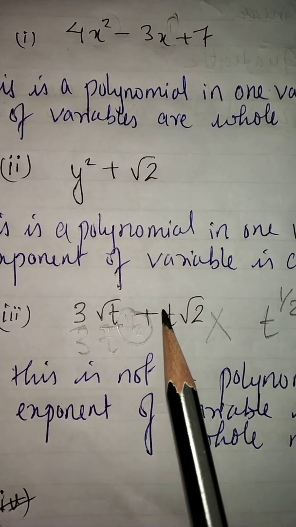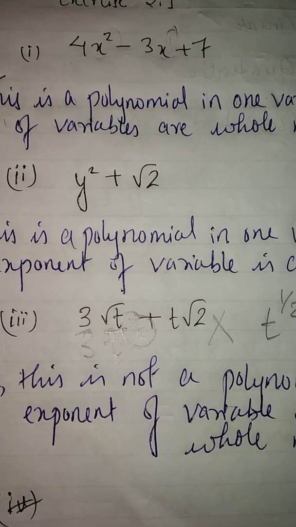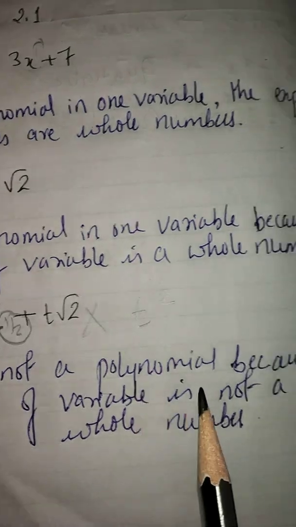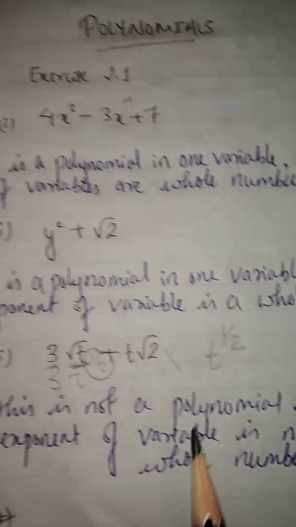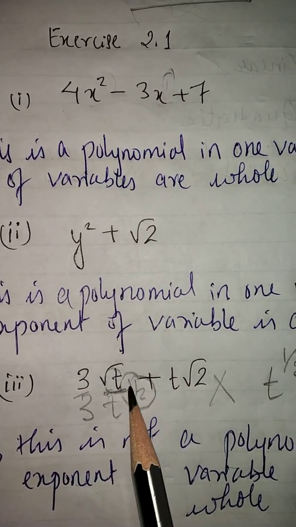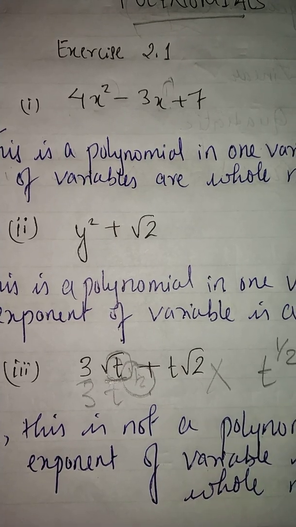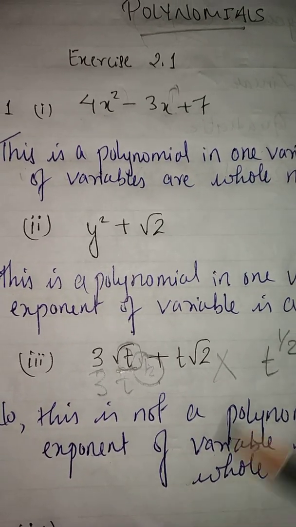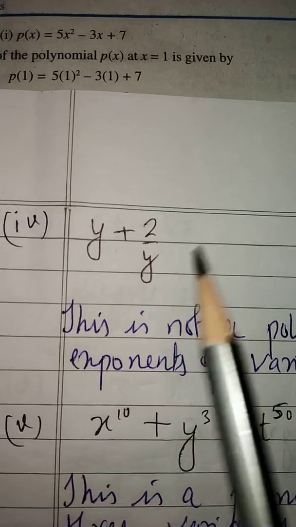If this is not a polynomial, then there is no point of checking whether this is in one variable or not. So this is not a polynomial because the exponent of variable is not a whole number, right? That is why this is not a polynomial. I hope students you all understood up to here. Now let's do the fourth one, and your fourth question is y plus 2 by y.